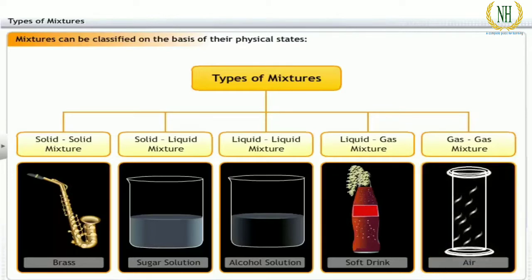and carbon dioxide. If you are provided with a sample of a mixture and asked to separate the constituents, you first need to figure out the type of the mixture.